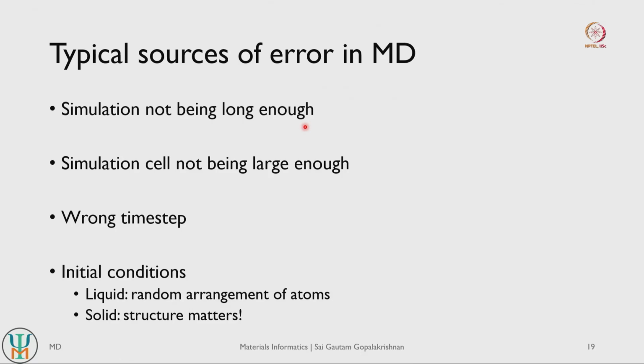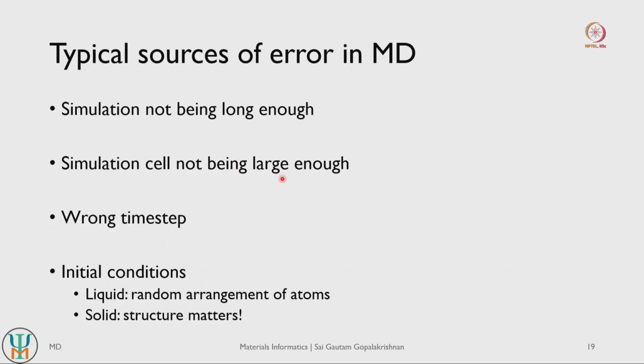And if you are only simulating a few picoseconds, then maybe you are not doing enough justice in trying to capture all the statistics associated with your diffusion process. So simulation not being long enough is usually one source of error, and this can also show up as deviations from your theoretical predictions compared to whatever you observe experimentally, right.